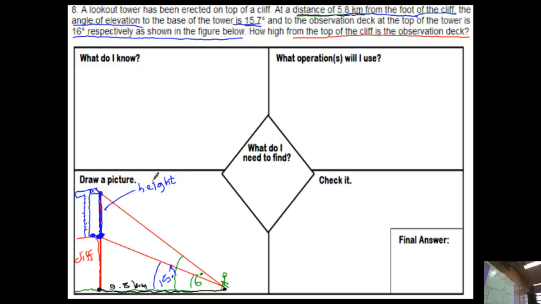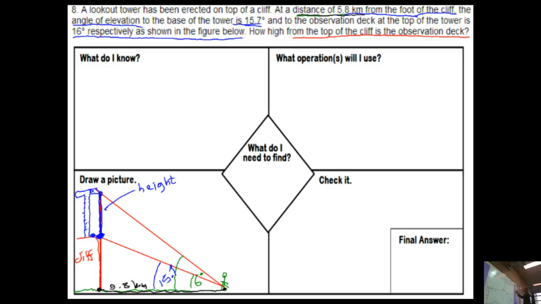Do I know the height of the cliff? Any information about the height of the cliff? What do you think? Is there any part in the wording that describes how high the cliff is? Carmen, do you see anything? No. Anyone else? It tells you the angle looking up to the cliff, but it doesn't tell you actually a length in height of this cliff. So we've got an extra unknown in there.